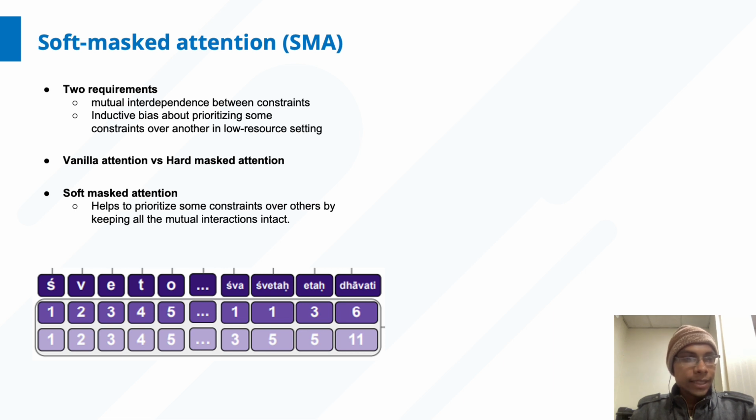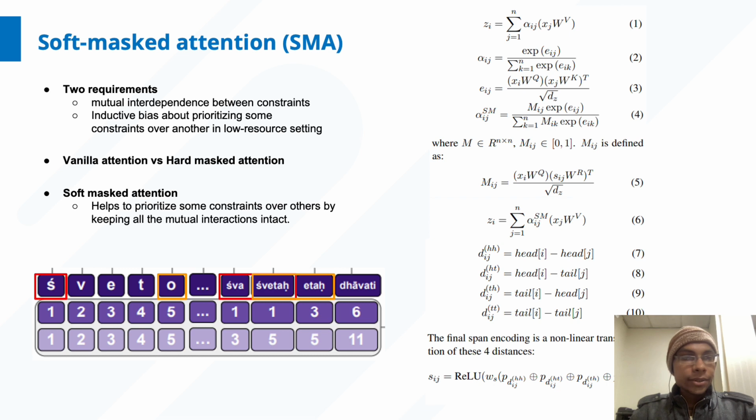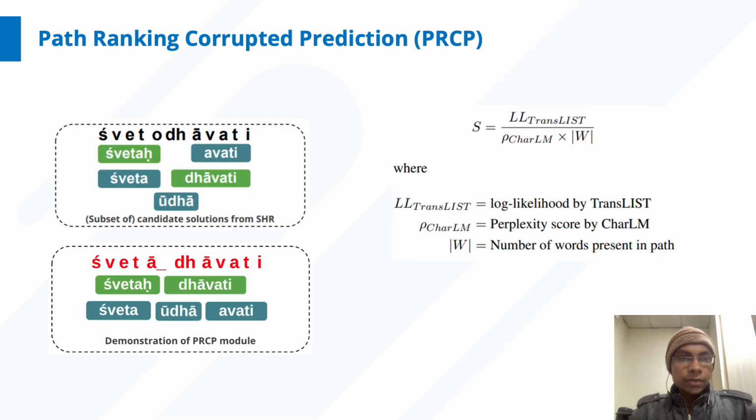Let's understand from an example. Let's say we are predicting the corresponding output character for this S character. So the relevant constraints are only these highlighted two words. If we want to predict for the O, the relevant constraint is only this word highlighted in orange. If you want to go through more details, you are free to look into our papers regarding the mathematics behind this model. Finally, PRCP is the post correction module.